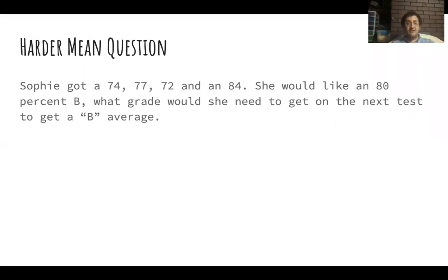All right, so now let's look at a harder level mean question. This is where you would go next on something like the SAT. We give you some data and we give you a mean that we would like you to get to. So to do this, you could think about the mean equals the sum of data over the number of observations.